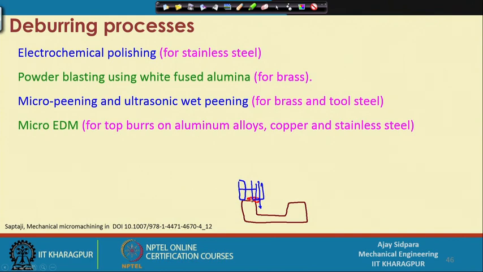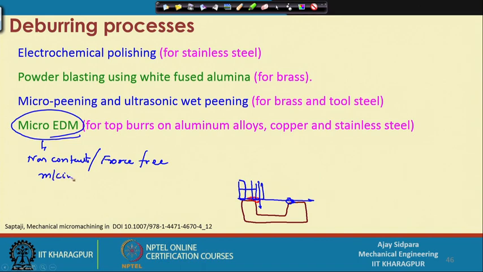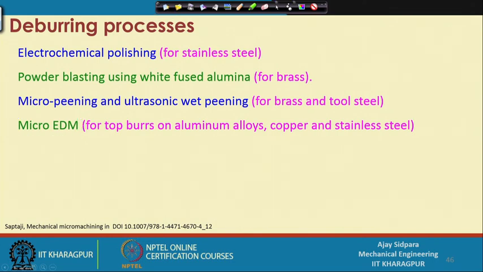Now, whenever it is on the top burr, you just have to move this particular EDM tool in this direction. So, whatever this burr formation is, everything will be removed, because it is again called force free machining. So, no contact, force free machining, because this EDM tool and the workpiece are not coming in physical contact, but because of the melting and vaporization your material is being removed. So, that is also one of the advantages of using this particular tool.